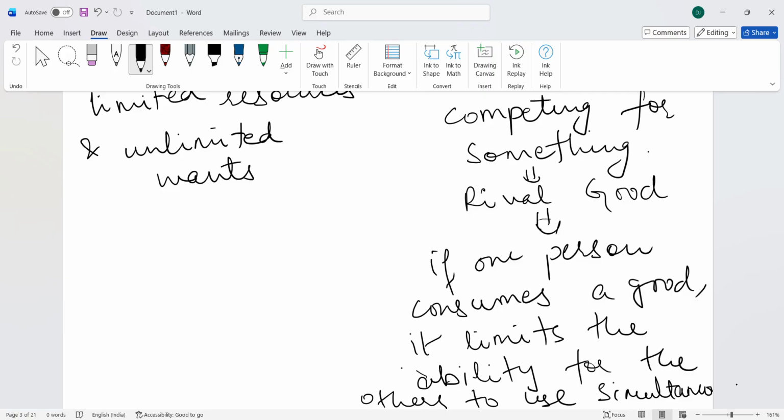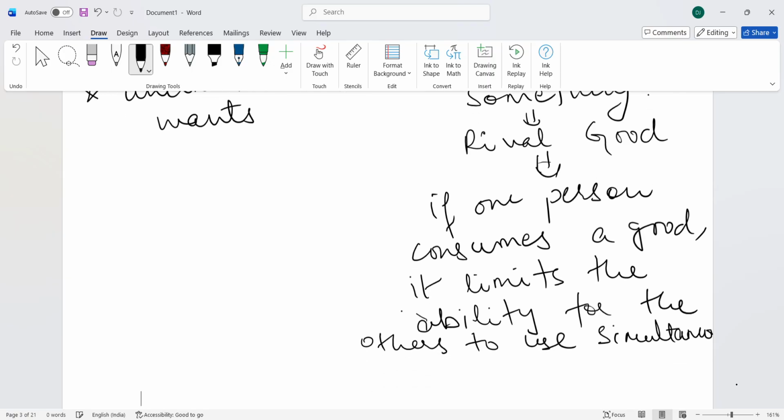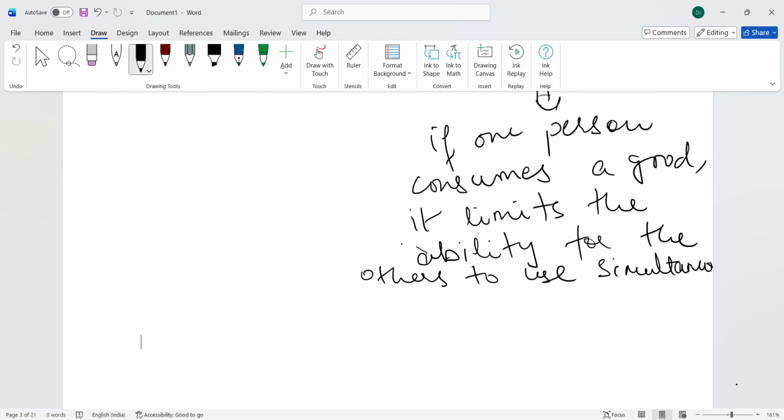All right. So let's see how these two ideas are related to each other. I'll take a very simple example, an example of a scarce and rival good. Very simple example I would take: let's say a cake in a classroom.